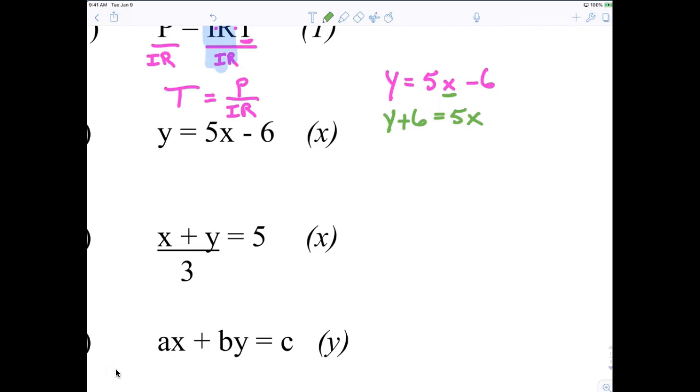Now, I'm still trying to get x by itself. What's in the way? 5. So how do I get rid of that 5? Divide by 5. That's exactly right. And when I divide by 5, the answer is just x equals y plus 6 divided by 5. That is the answer.